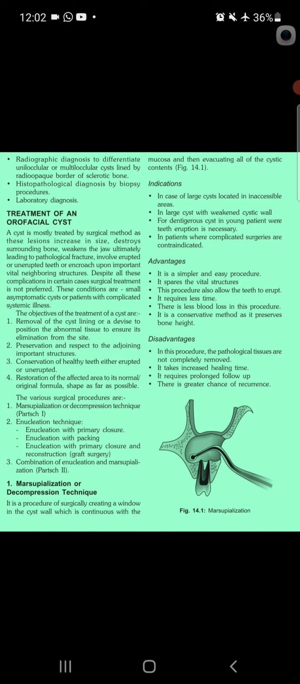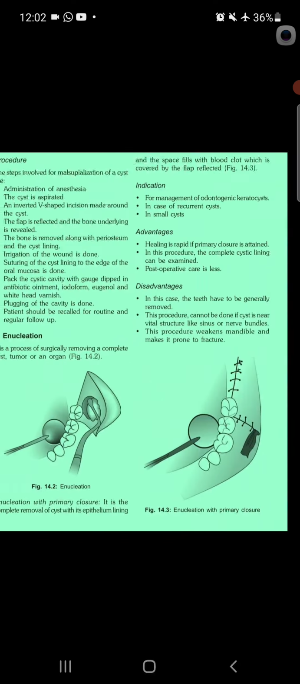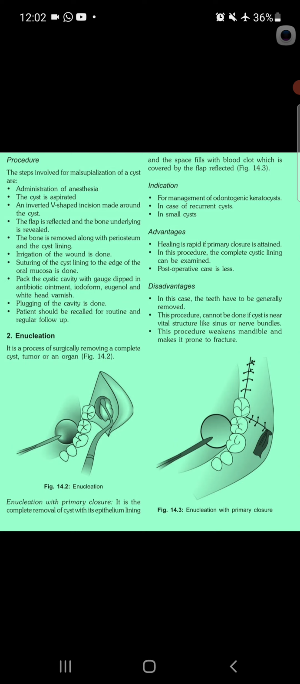It takes increased healing time. It requires prolonged follow-up. There is a greater chance of recurrence. Look at the diagram here, marsupialization. And now in procedure, the steps involved for marsupialization of a cyst: administration of anesthesia. The cyst is aspirated. An inverted V-shaped incision is made around the cyst.